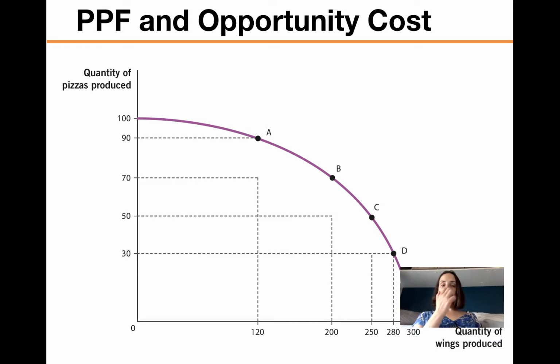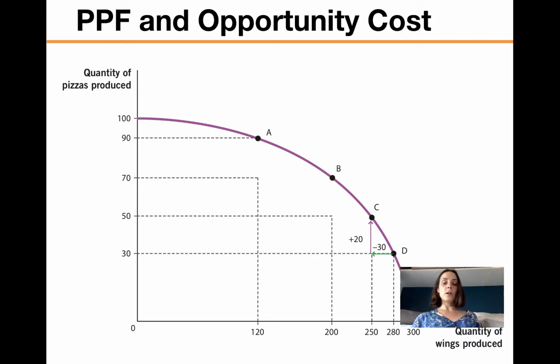Okay, so if we wanted to produce fewer wings and more pizza, or in other words, if we want to produce more pizza, we're going to have to give up some wings. Okay, so if we go from point D to point C, in order to produce 20 additional units of pizza, we're going to have to give up 30 wings. So between points D and C, the opportunity cost of producing 20 units of pizza will be 30 units of wings. Okay, so the opportunity cost is how many wings I have to give up in order to produce 20 additional units of pizza.